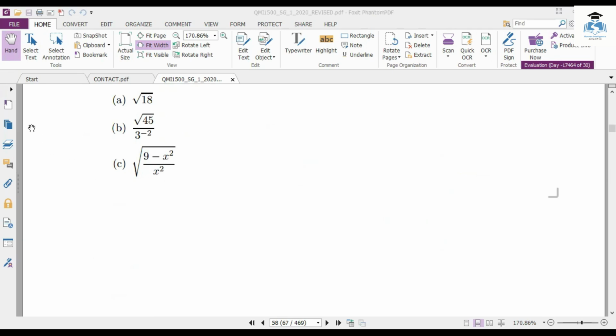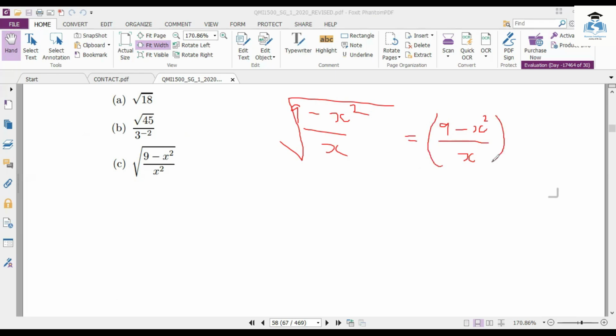Try out this one, C over X. It's going to be 9 minus x squared over x, all inside the bracket, to the power half. Half, I meant to say.